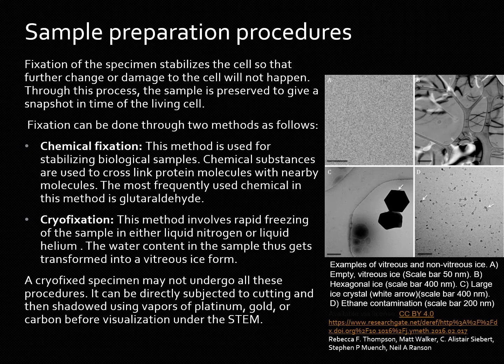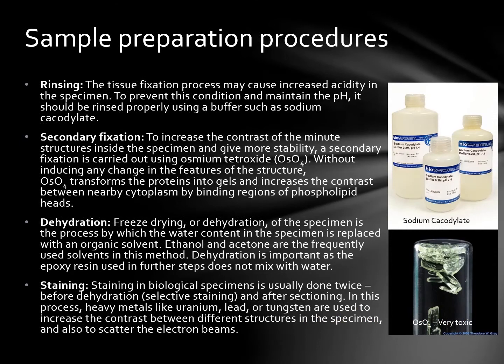Cryofixation. This method involves rapid freezing of the sample in either liquid nitrogen or liquid helium. The water content in the sample thus gets transformed into a vitreous ice form. It is not necessary for a cryophase specimen to undergo all these procedures. It can be directly subjected to cutting and then shadowed using vapors of platinum or gold, or even carbon, before visualization under the STEM.